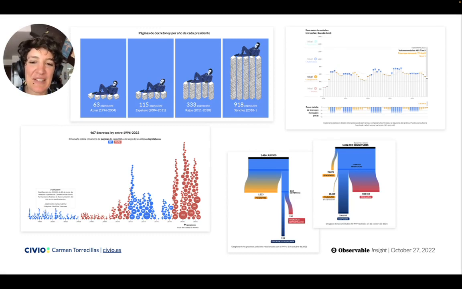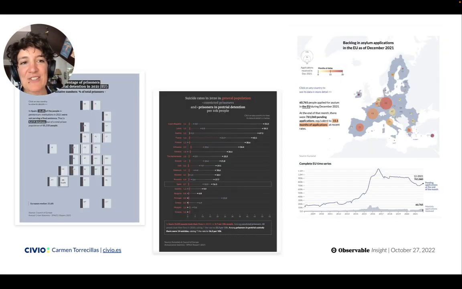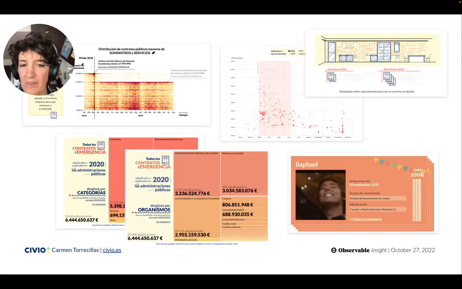Here are some examples of my work. There are some articles related to the reading of the Daily Gazette of the journalists in my work, and also some other data pieces related to preventing detention in Europe or the backlog of asylum applications in Europe as well. Sometimes we have this European context. Also some other examples of public procurement, which is one of our favorite areas. So we are publishing articles related to this frequently.